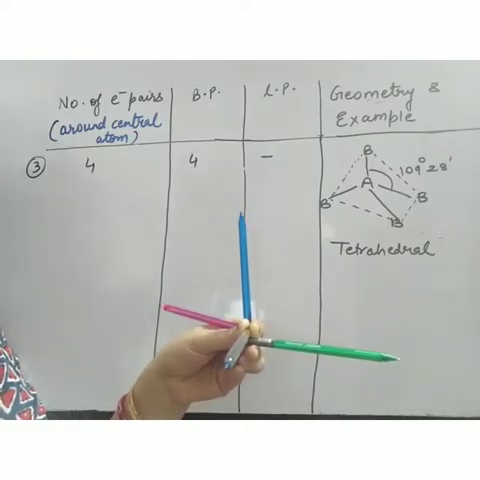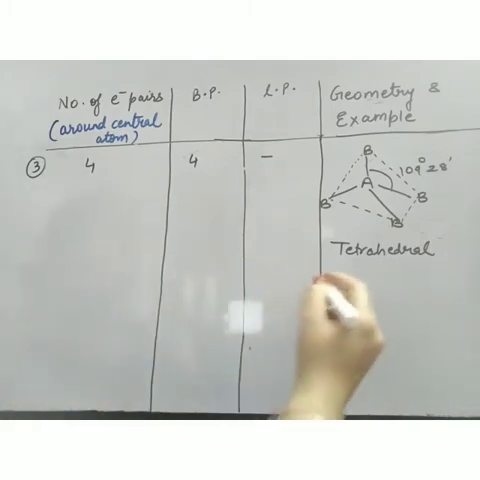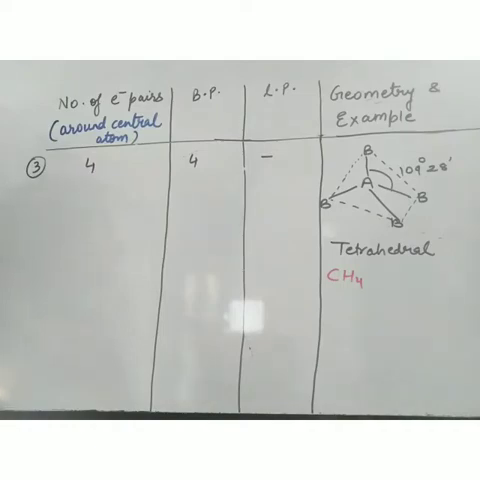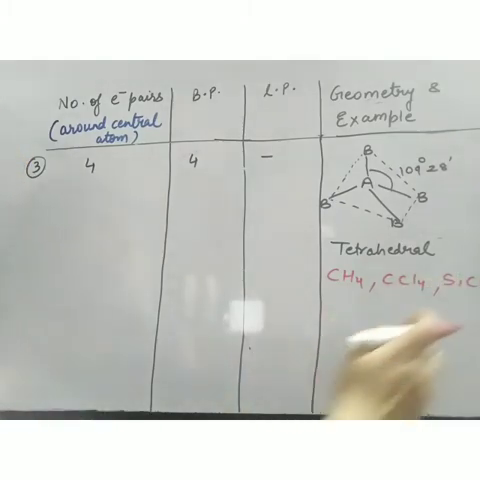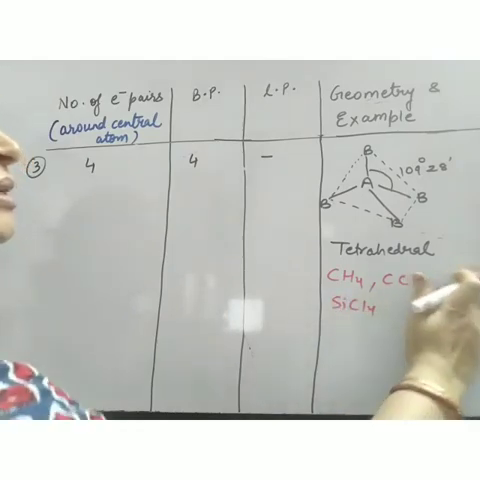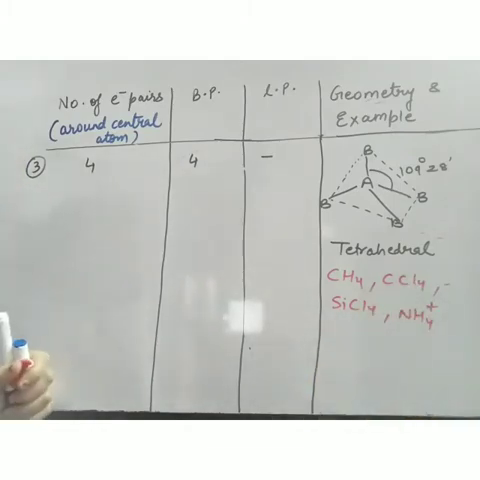Now what examples are there in this tetrahedral geometry? Let's discuss. The best example is your methane, CH4. All the elements belonging to group 14 have 4 electrons in the valence shell, so they will make 4 bonds. CH4 is there, CCl4 is there, SiCl4 is there. So these are the examples which are included in this category. One important example is NH4+ also, the ammonium ion. Nitrogen has 5 electrons in the valence shell. Now one positive charge is there, so it has now only 4 electrons, so it also has tetrahedral geometry.